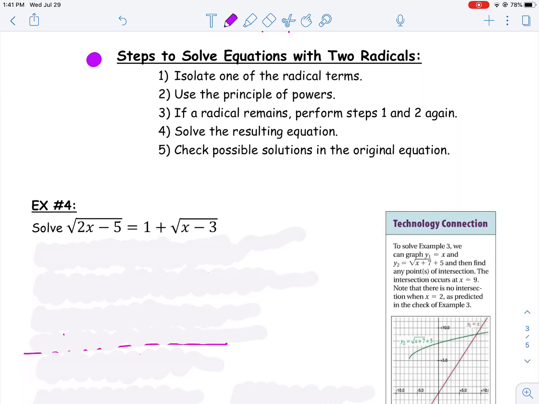All right, let's continue solving equations with radicals. Now we've solved equations with one radical and one x. We've solved equations with multiple x's and radicals. Now what happens if we have equations with two different radicals and maybe two x's?